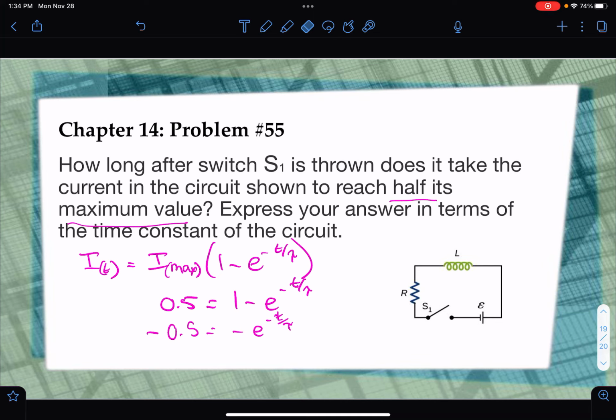Then we are going to do the natural log of 0.5. Now it says in terms of tau, so if I multiply both sides by tau, my time is going to be 0.69 tau. So there you go.